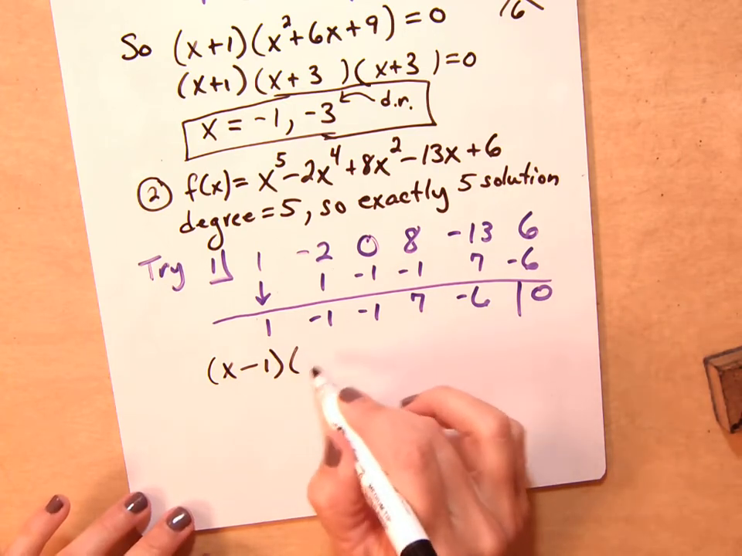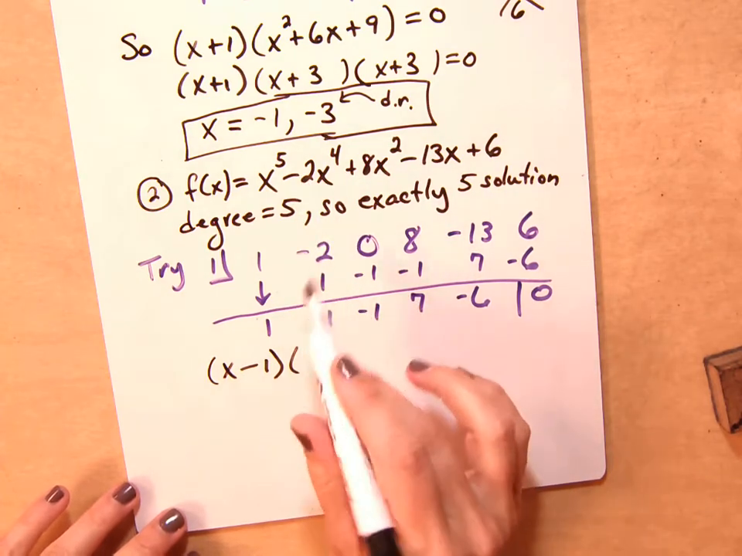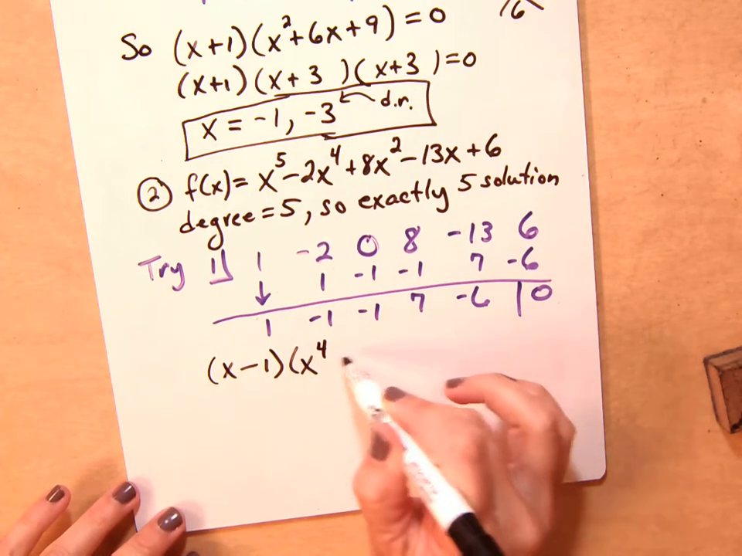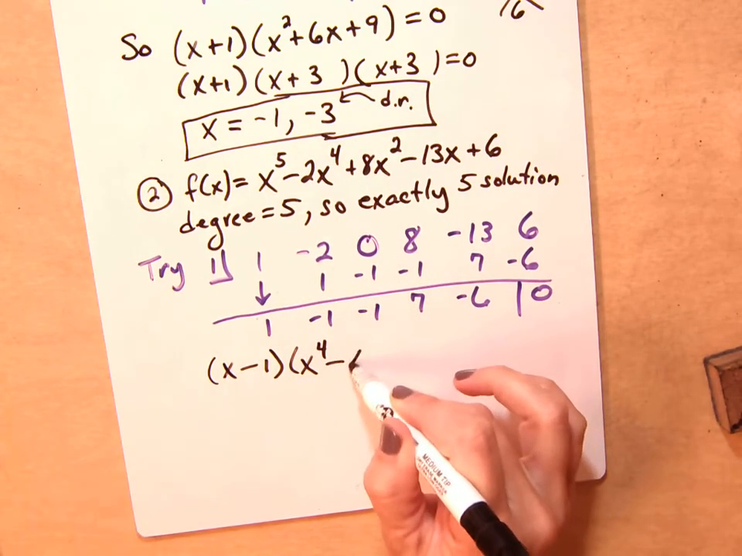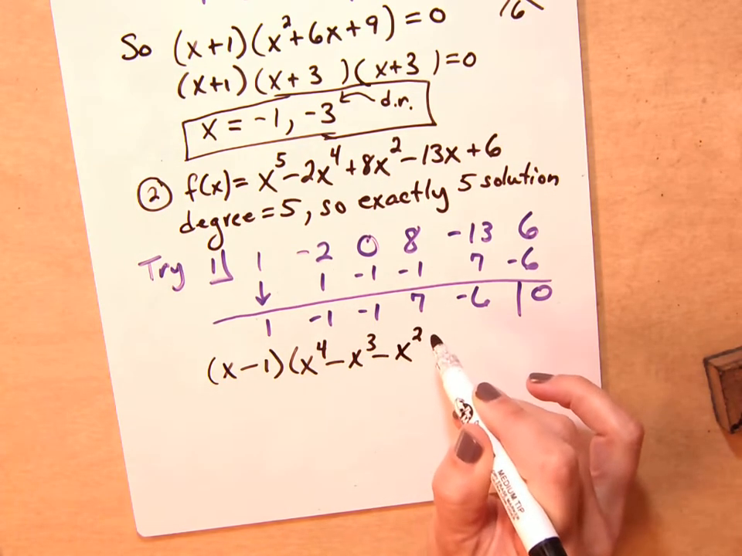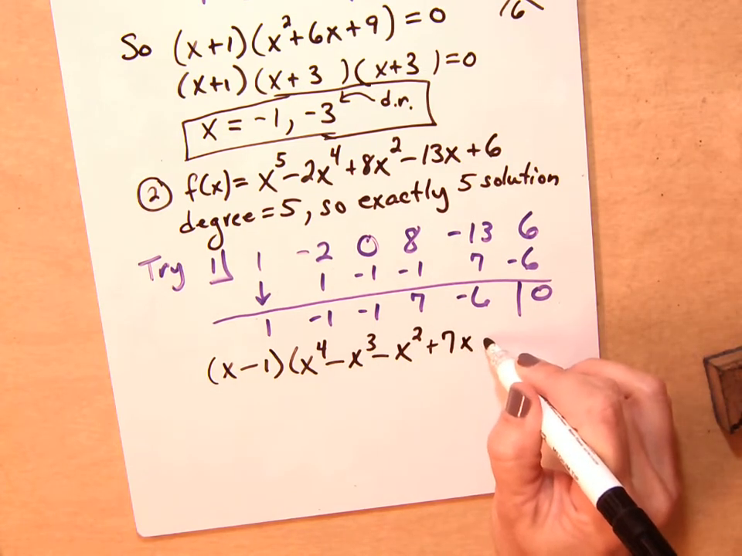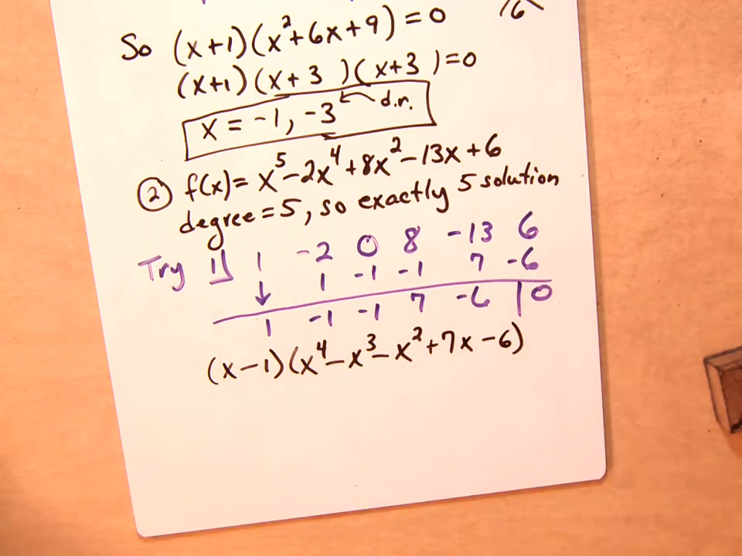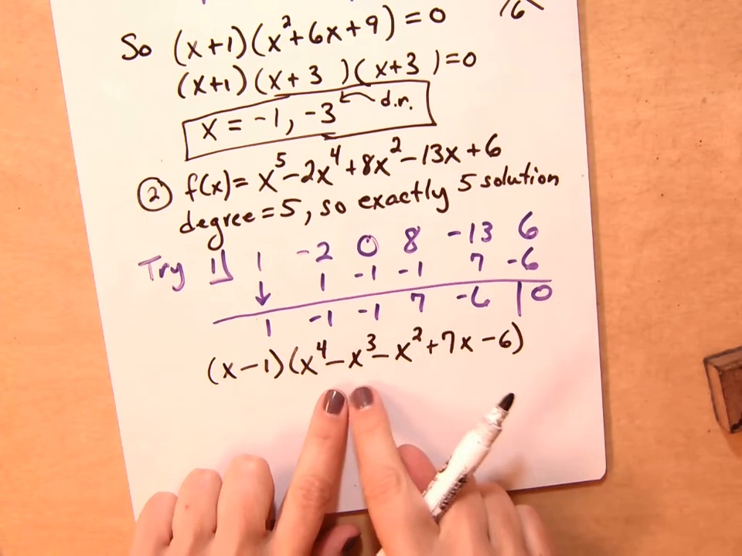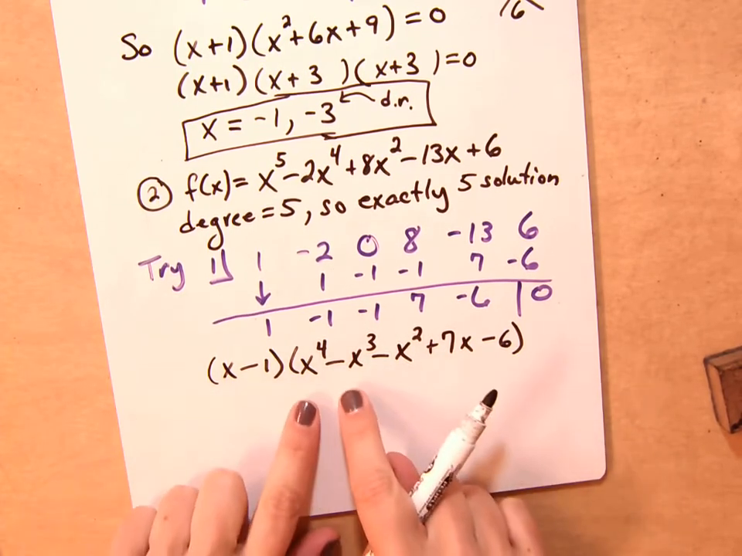Okay, so what's left over is we're going to break this down 1 degree lower. So instead of to the 5th power, it's to the 4th. 1x to the 4 minus 1x cubed minus 1x squared plus 7x minus 6. Wow, it's still kind of a large polynomial. Yep, so this part, we have no way of factoring this with 5 terms in it right here. So we're going to do it again.